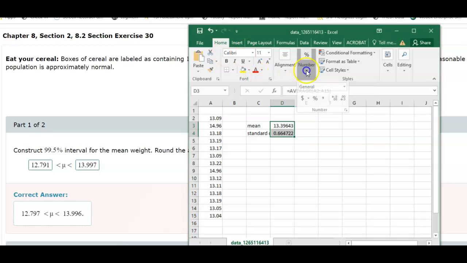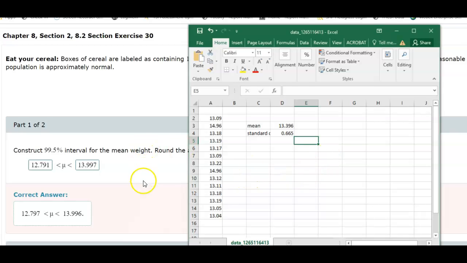Now, since our data is in 2 decimal places, I'm going to round these numbers. Here are my numbers. I'm going to increase my decimals to 3 decimal places, because you always want your calculations 1 decimal place more than your data.